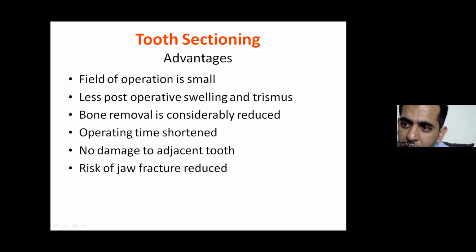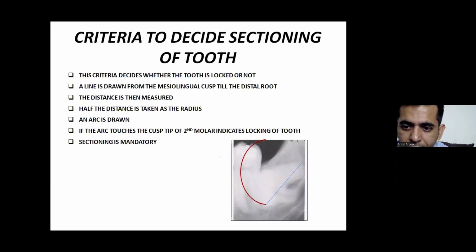And the risk of jaw fracture is reduced. When you take a fulcrum on an undivided, ankylosed, or undivided impacted tooth, it puts further pressure on the jaw line downward, or the TM joint upward. So in such a scenario, it is always better to divide the tooth. But how? Let us see it in the coming slides.